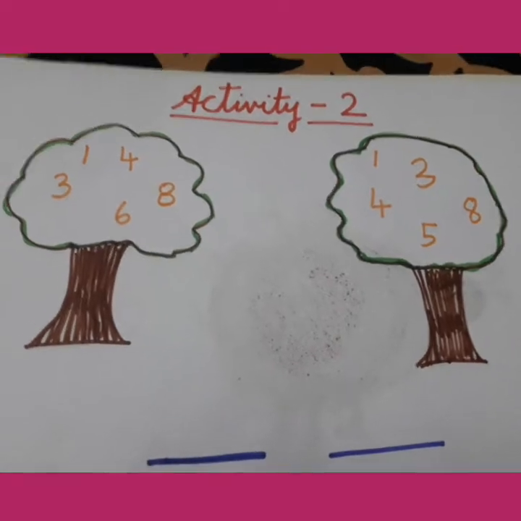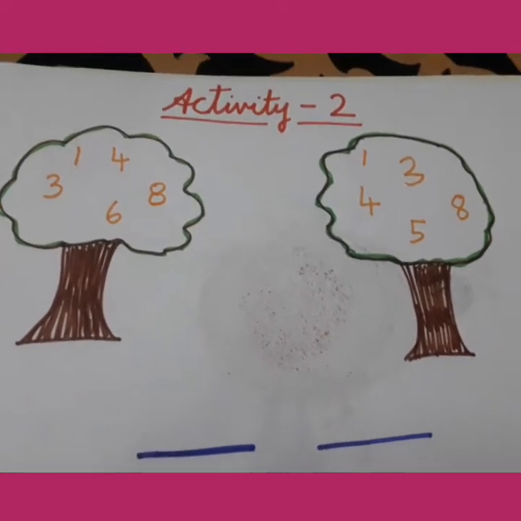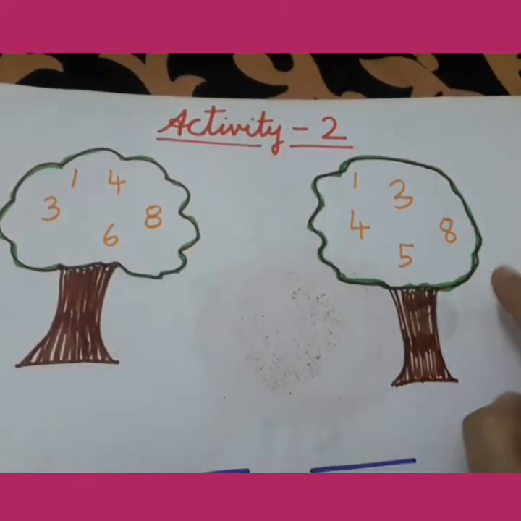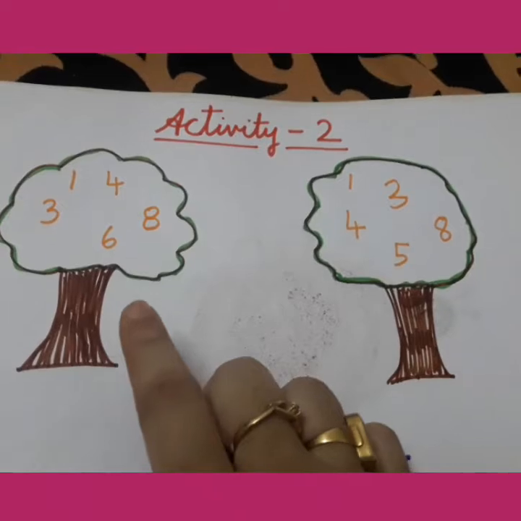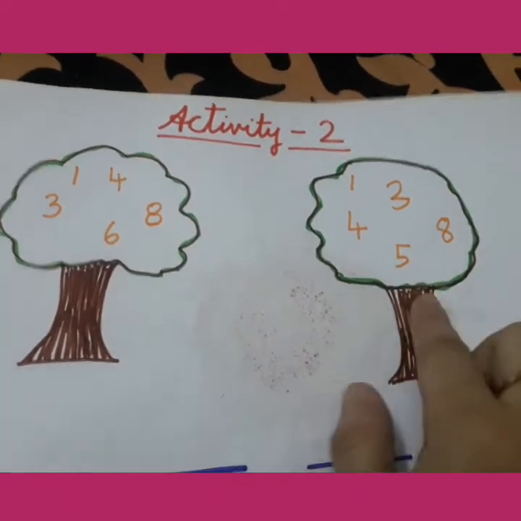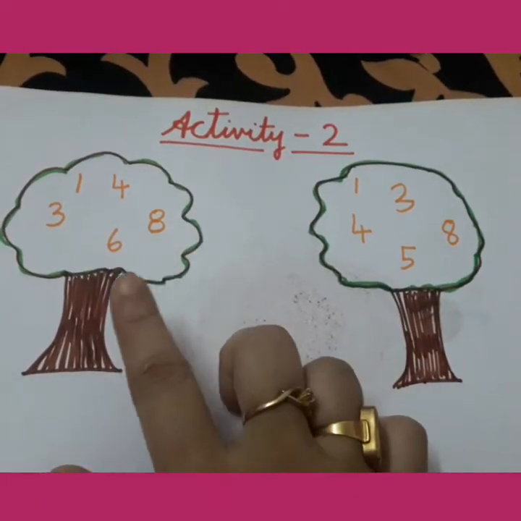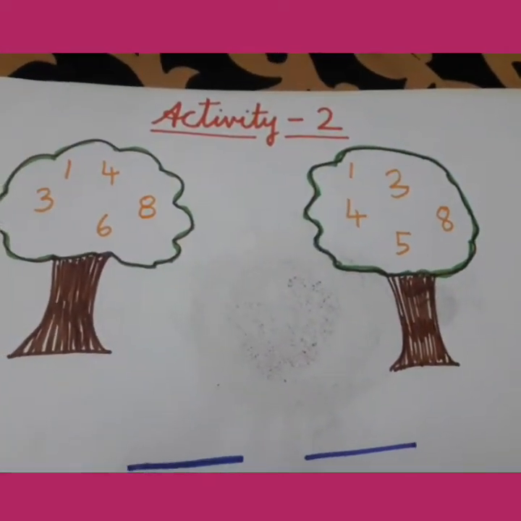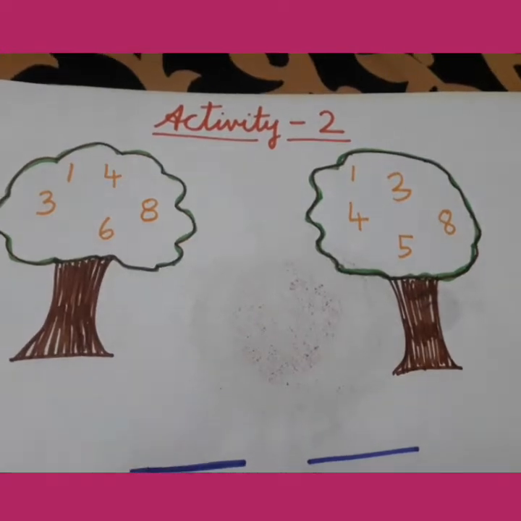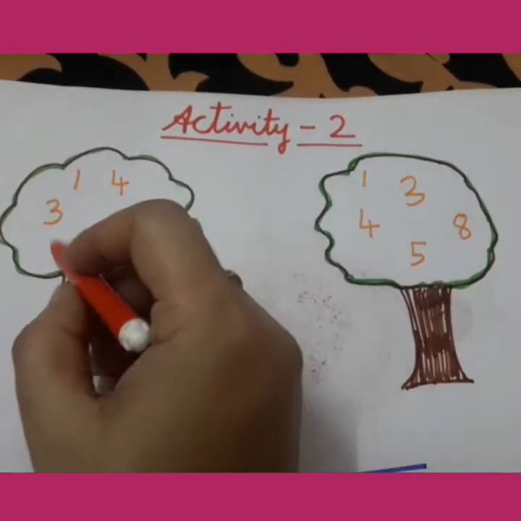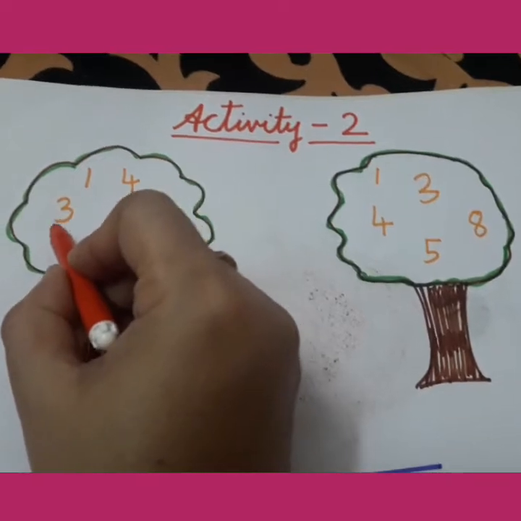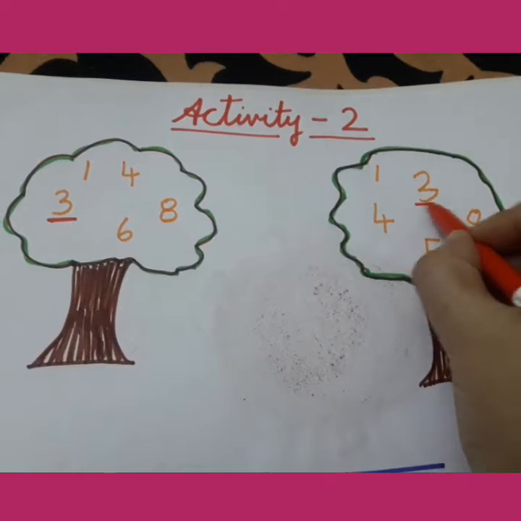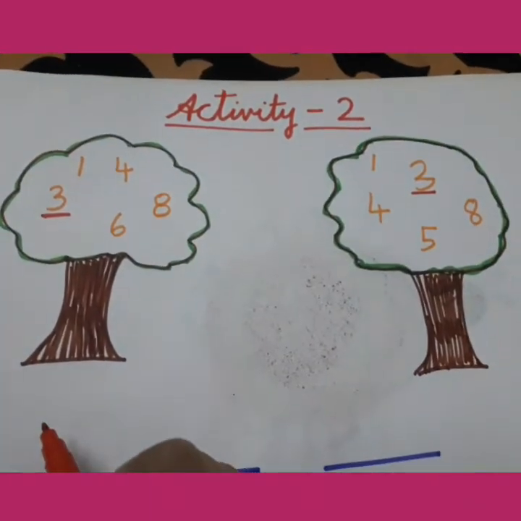Now let us see the second activity. In this activity, make two trees. Write some numbers in the first tree and some in the second tree. Keep a few numbers common to both the trees and some not common. Now ask your children to write the numbers which are not common. Now look at the number 3. Can we find 3 here? Yes, we can find 3 here. So we will not write the number 3.